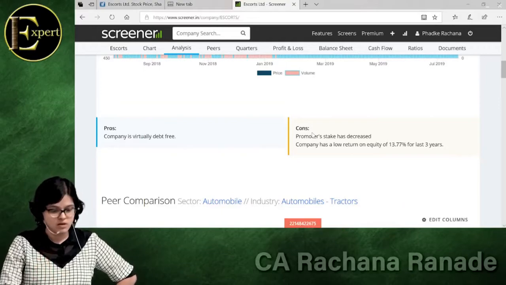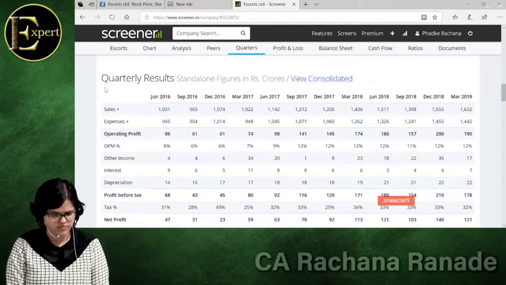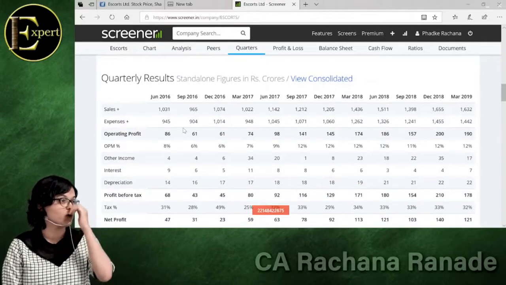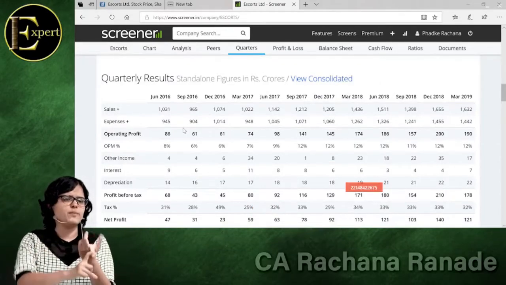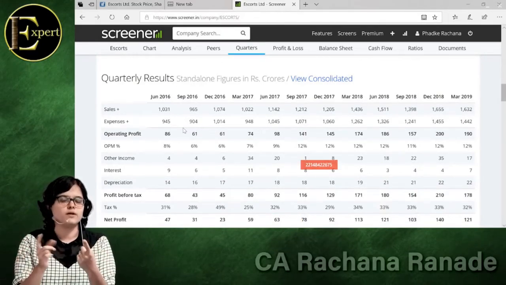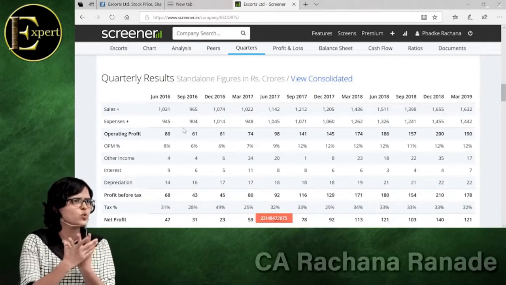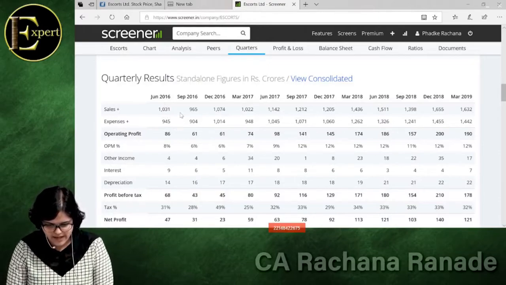One more very amazing thing which you can see here is quarterly results, which very few websites will give you. Quarter on quarter reporting. So quarter wise reporting means what? June ended, September ended, December ended, and March ended. 4 quarters we have, correct? So all these 4 quarters, you can directly see how their sale is performing.